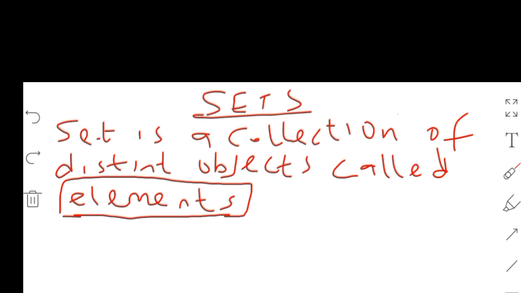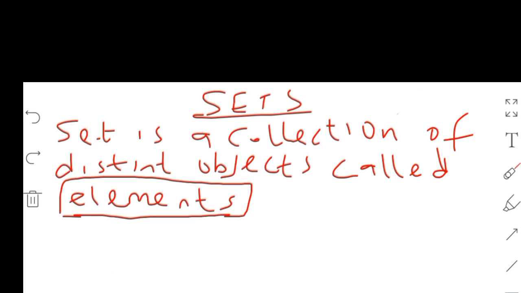So as you can see, let's quickly take the introductory part. A set is a collection of distinct objects called elements. As simple as that, that's a simple definition of a set. It's just a collection, that is a group of distinct objects. The objects are all called elements. That's why I put it in a box, element. So always remember that every object that we have in a set is called an element. They can be anything.